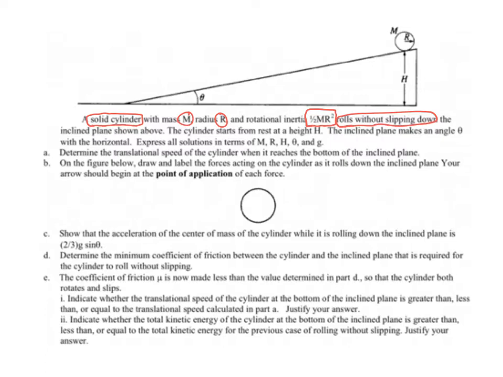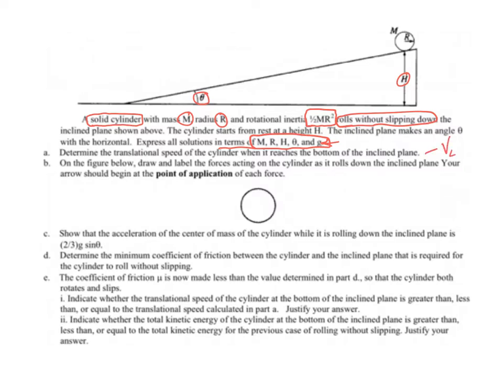And it's rolling down the inclined plane above. The cylinder starts from rest at a height h above the ground. The inclined plane makes an angle of theta with the horizontal. And of course, they want to express all solutions in terms of all that given information and the constant g. So they want you to determine the translational speed of the cylinder when it reaches the bottom of the inclined plane.